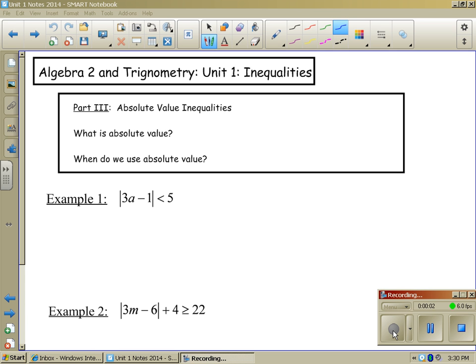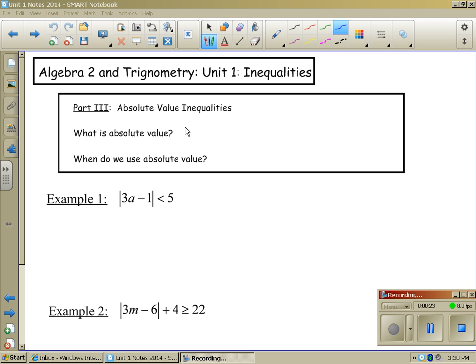So Unit 1 has been discussing inequalities. This is the last part. The first part was quadratic inequalities, where we had x squareds, parabolas. The second part was rational inequalities, and now we're going to do absolute value.